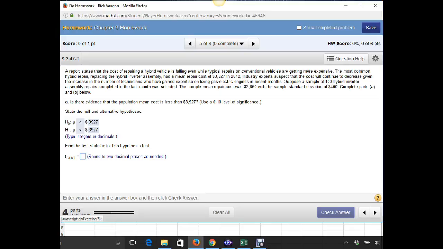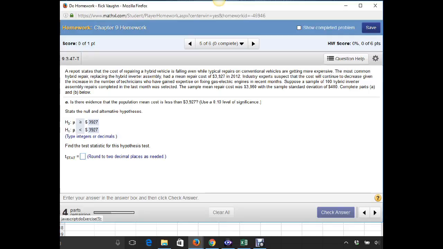The null always gets the equal, and then it's the opposite side of whatever the alternative is. So you're looking for the population mean to be less than 3927. The null is that it's not less than 3927. In other words, it's bigger than or equal to 3927. So that's how you type in your null and alternative hypothesis. Notice that what I'm using here is the population mean and not the sample mean. I'm not using the 3860, that's the sample mean. All right, so that got us started.